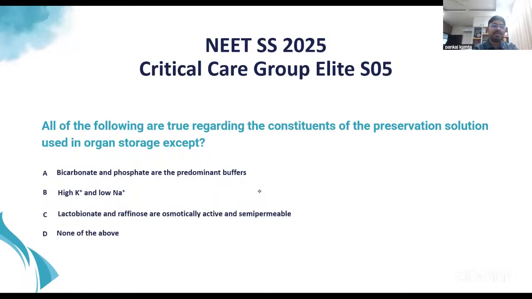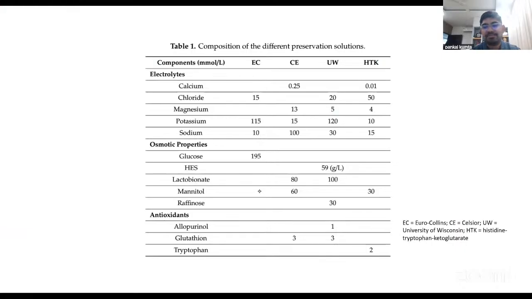Next, lactobionate and raffinose are osmotically active and semi-permeable. Once you see lactobionate and raffinose, you know it is more towards the University of Wisconsin fluid. Yes, they are osmotically active. They tend to reduce cellular edema, but they are impermeable. They are not semi-permeable, they are just impermeable. They are not going to cross. So that's going to be there. And the option none of the above cannot be the answer. So here we are talking about primarily the University of Wisconsin fluid.